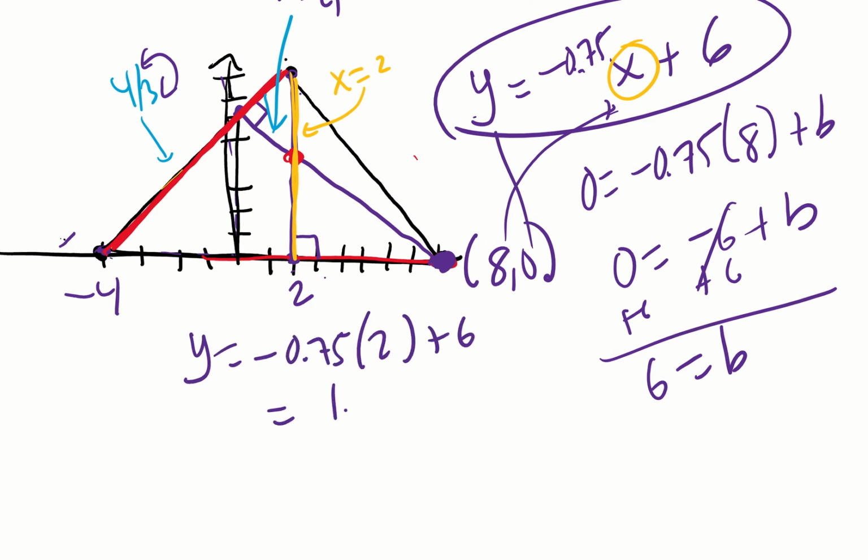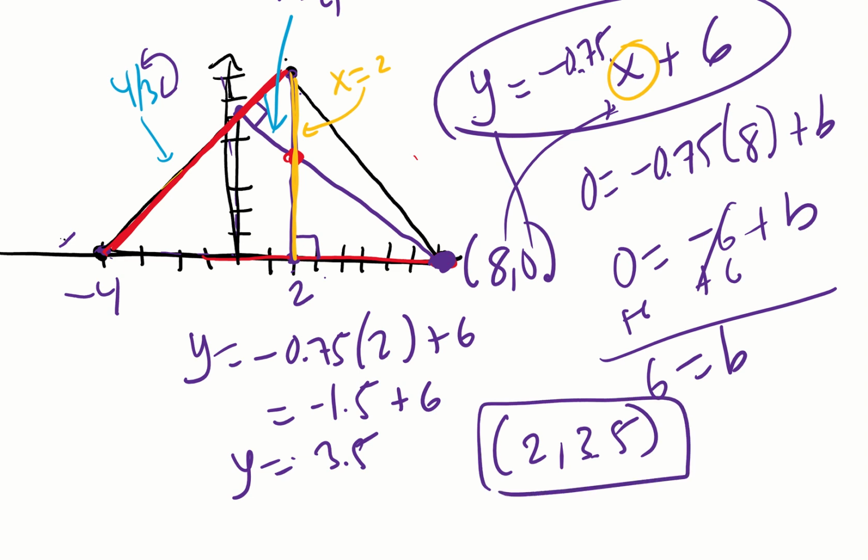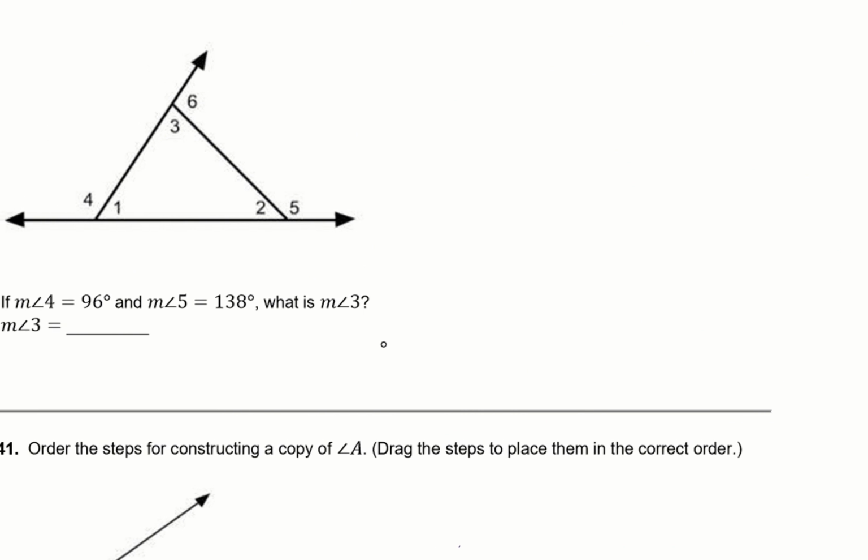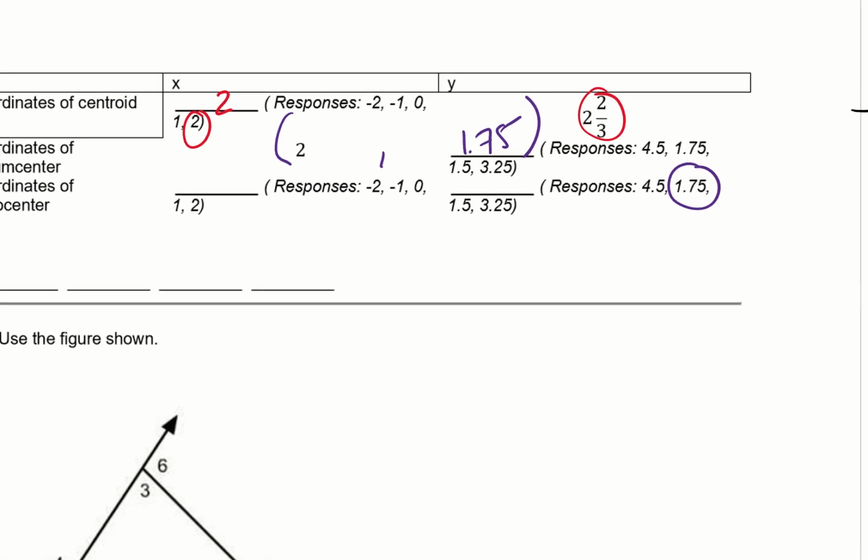This is going to give us negative 1.5. We can just get rid of that 0 there. Plus 6, and then y is equal to 3.5. So that means where they cross is 2, 3.5, because x is 2 and y is 3.5. All right, let's go ahead and take a look at the coordinates here.